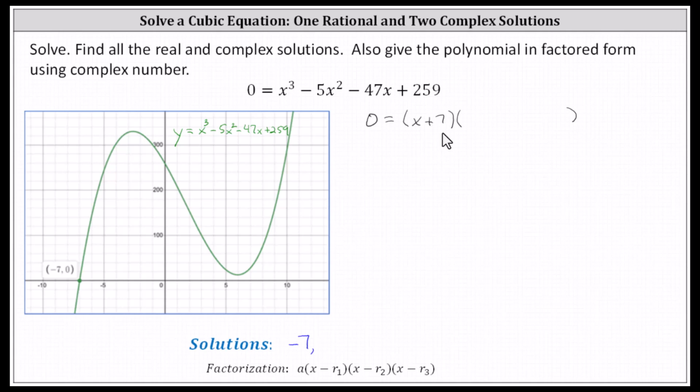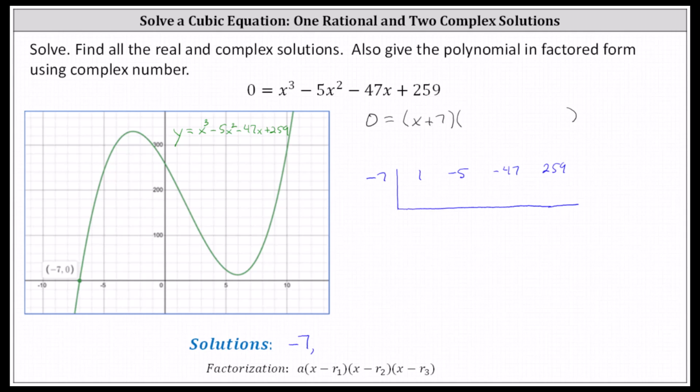Remember, when using synthetic division, we use the solution of negative 7, not positive 7. So we first list negative 7, and then from here we are going to list out the coefficients of the polynomial on the right, which are 1, negative 5, negative 47, and then we also include the constant of 259. Remember, because x plus 7 is a factor, when we perform synthetic division with negative 7, the sum in the last column should be 0, indicating the remainder would be 0.